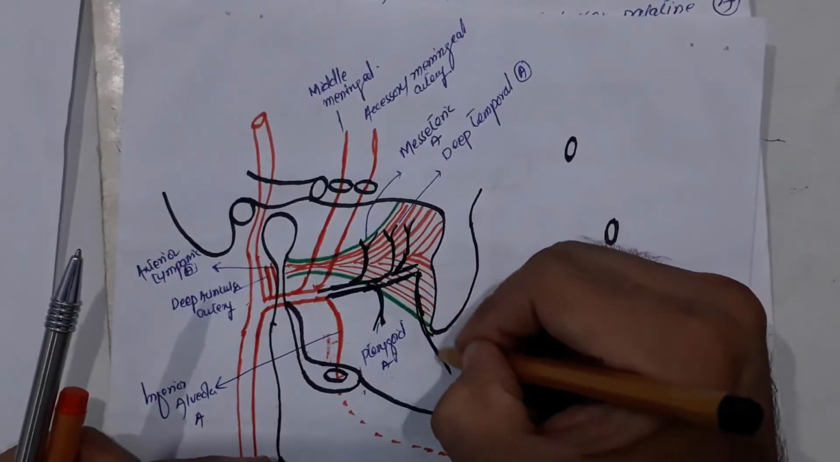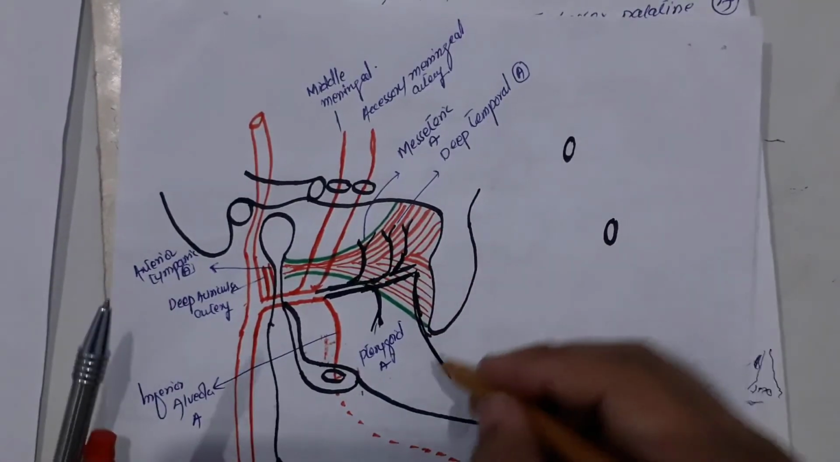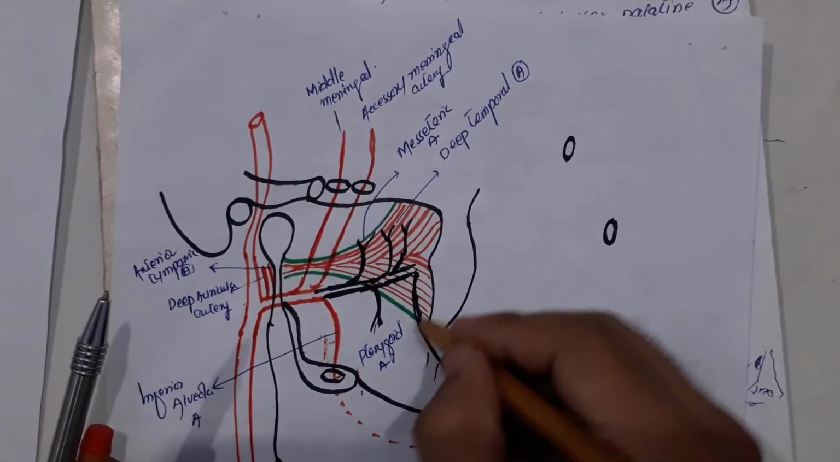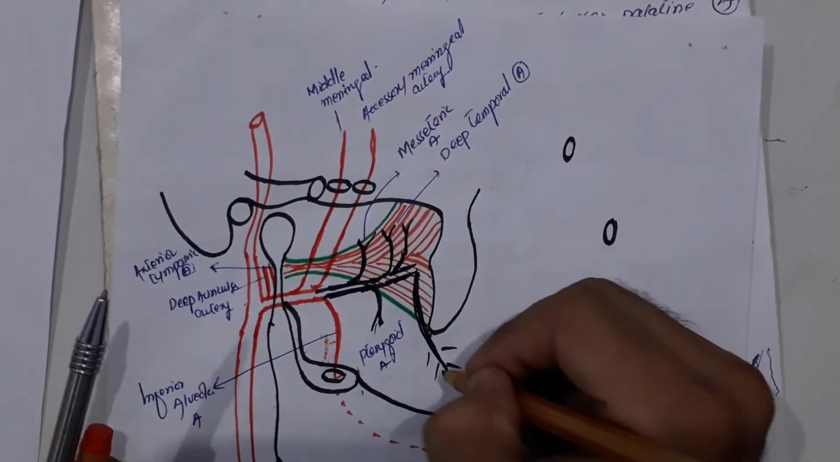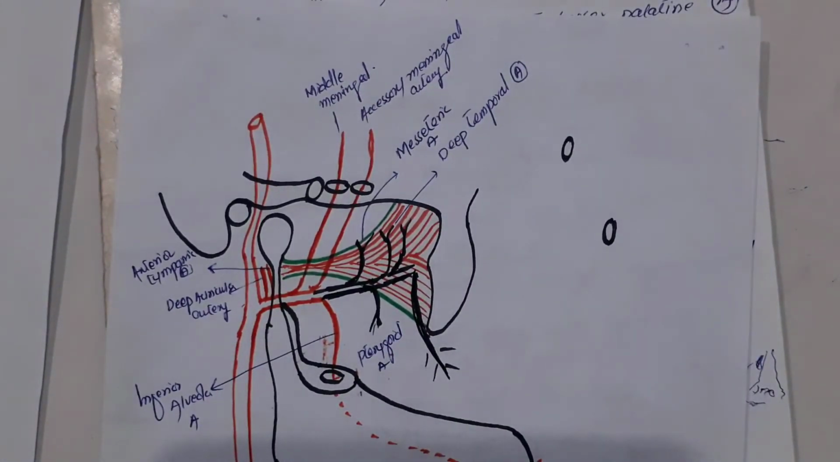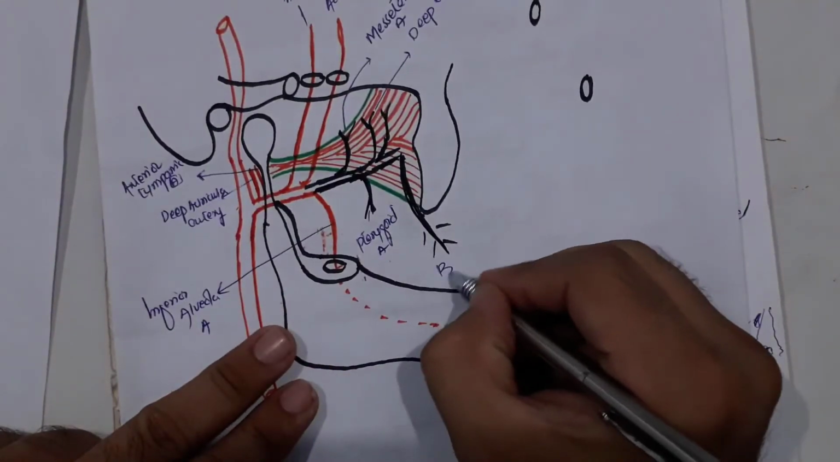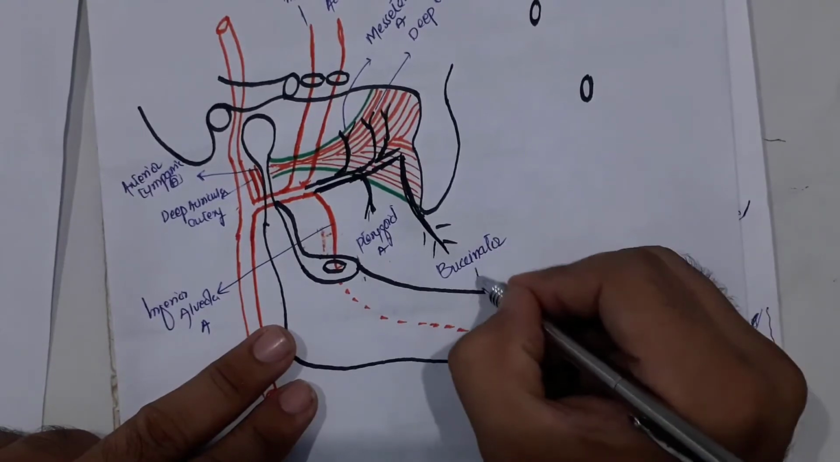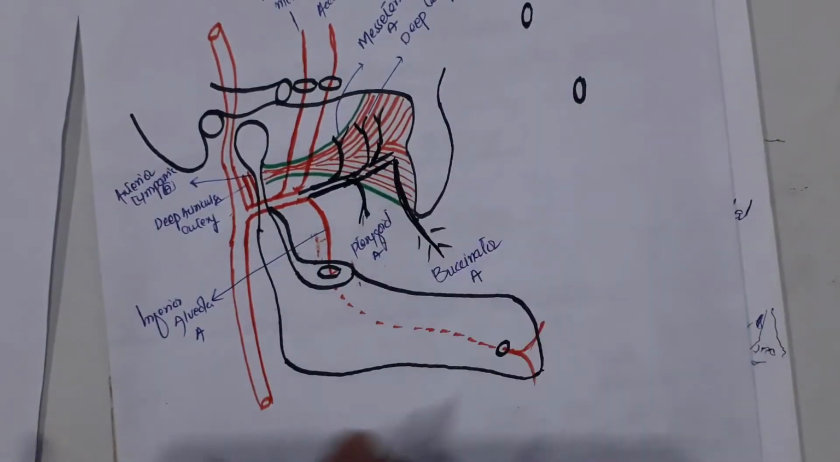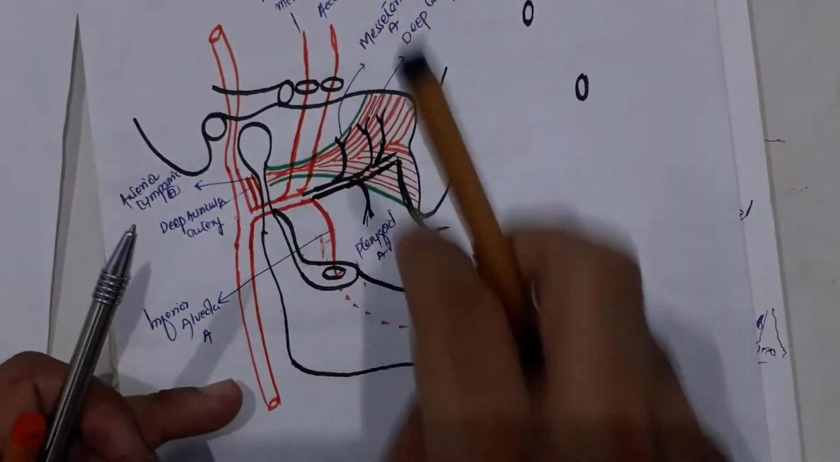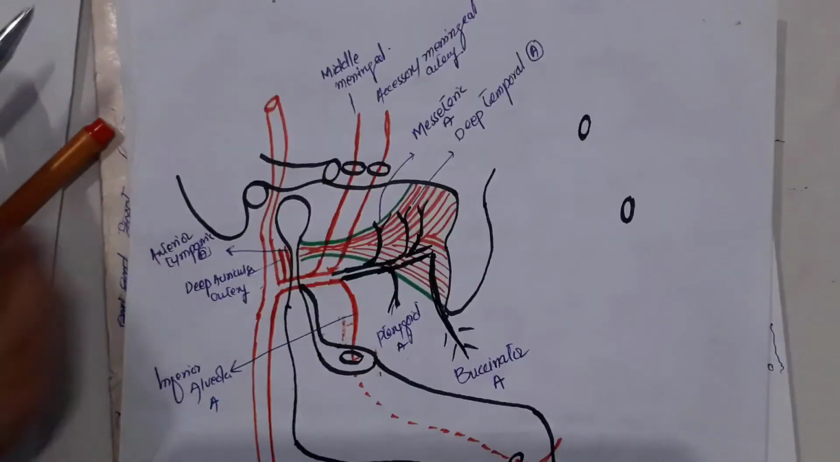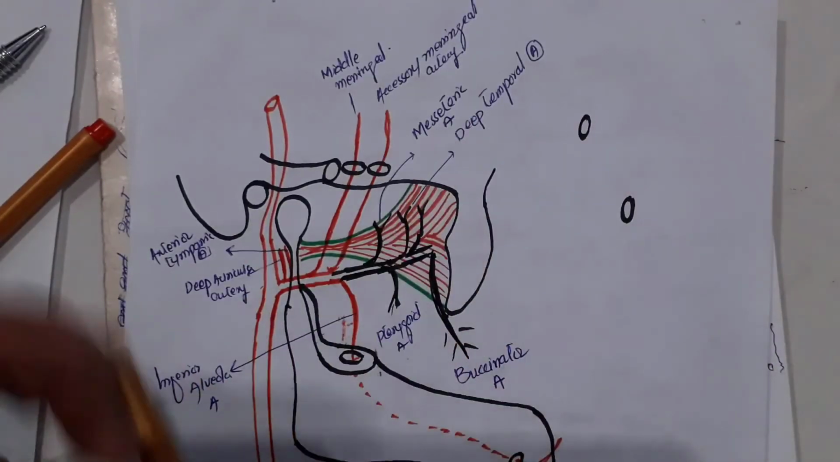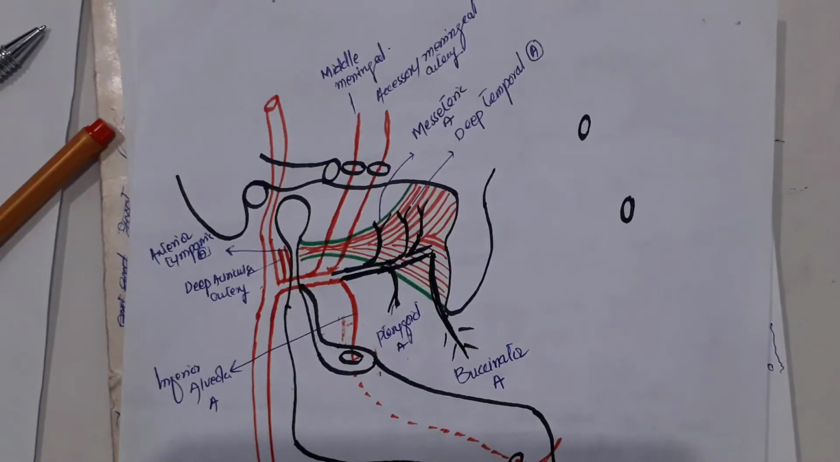It runs obliquely forward and gives off small branches. This branch was called the buccinator artery. These four were the branches in the pterygoid part. Now let's move forward and use green color to represent the other branches.